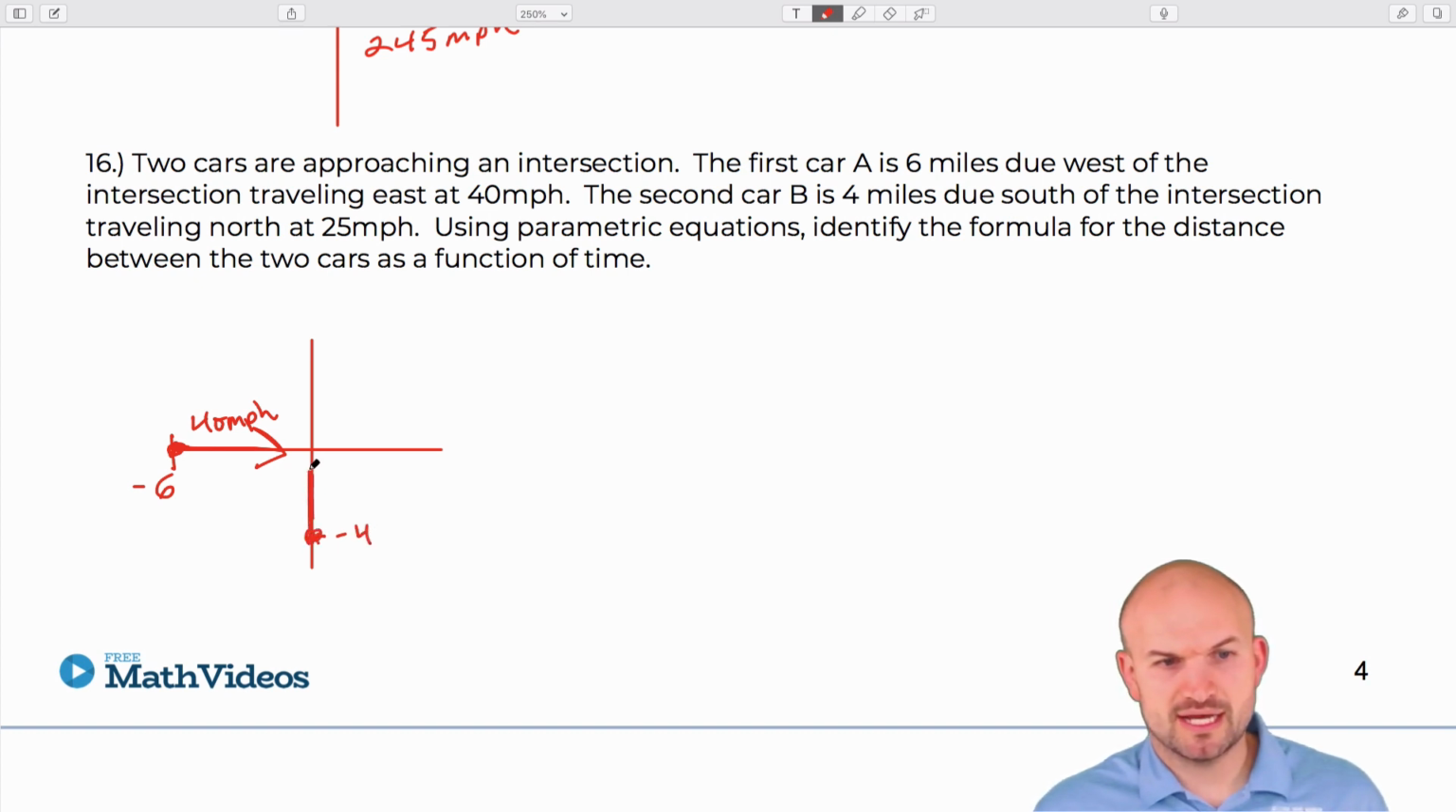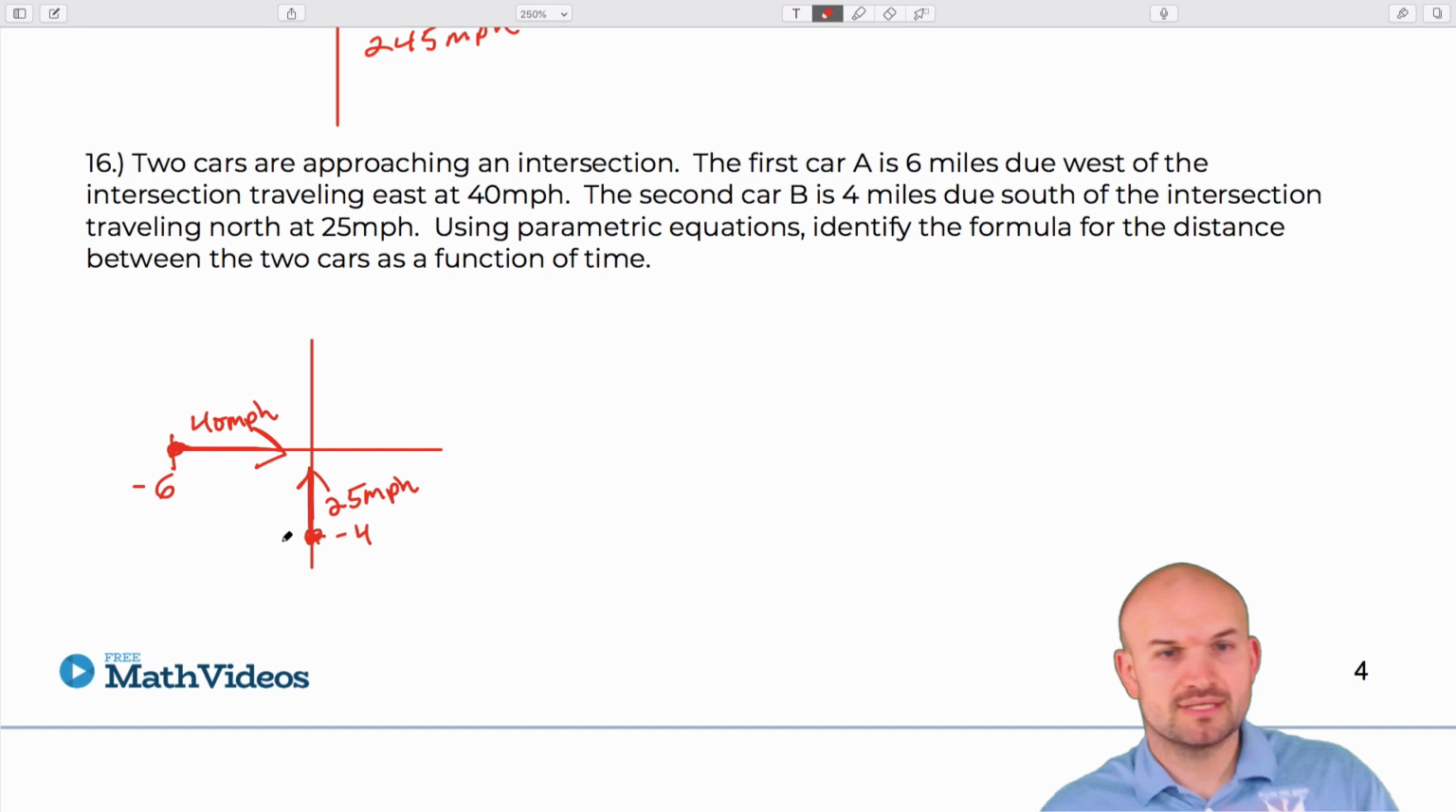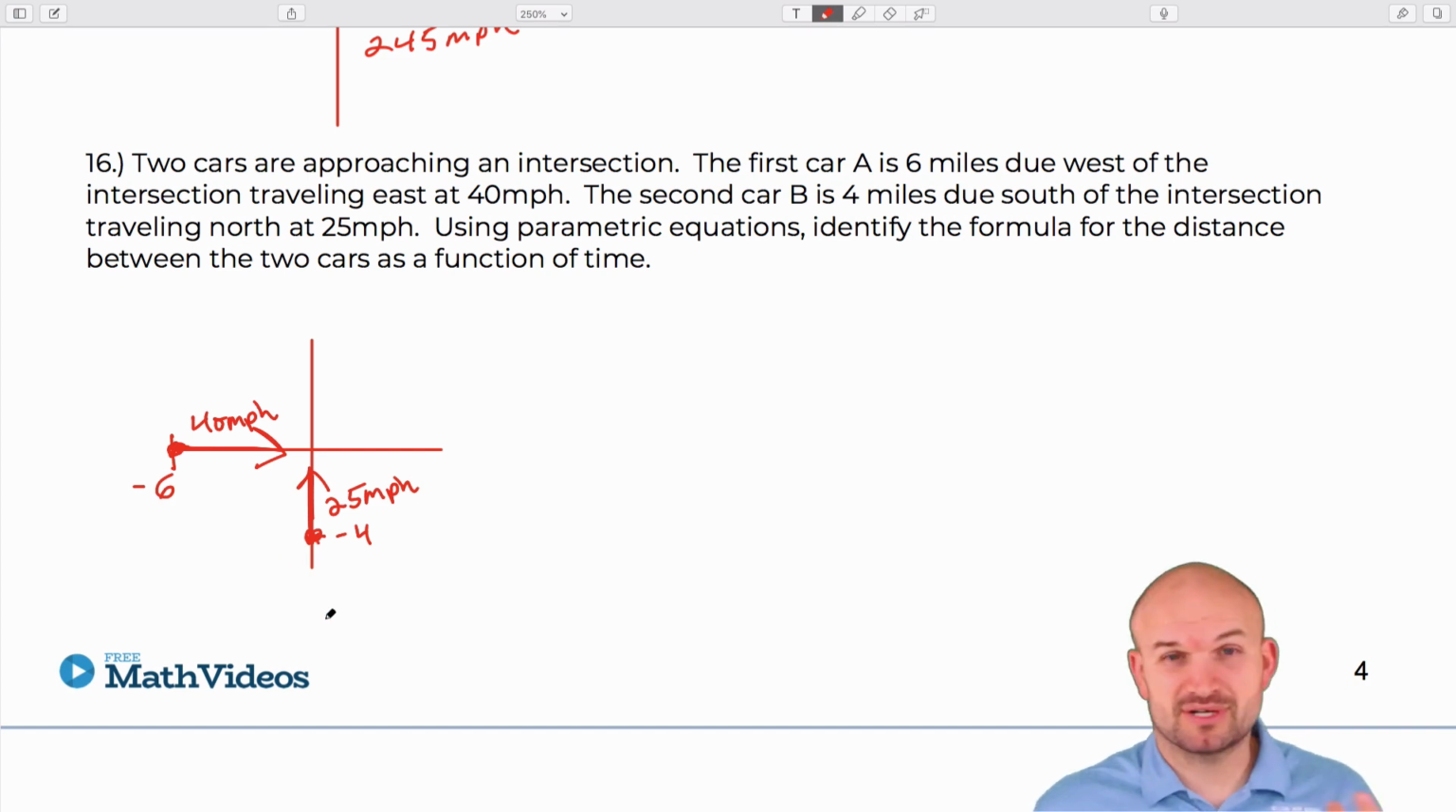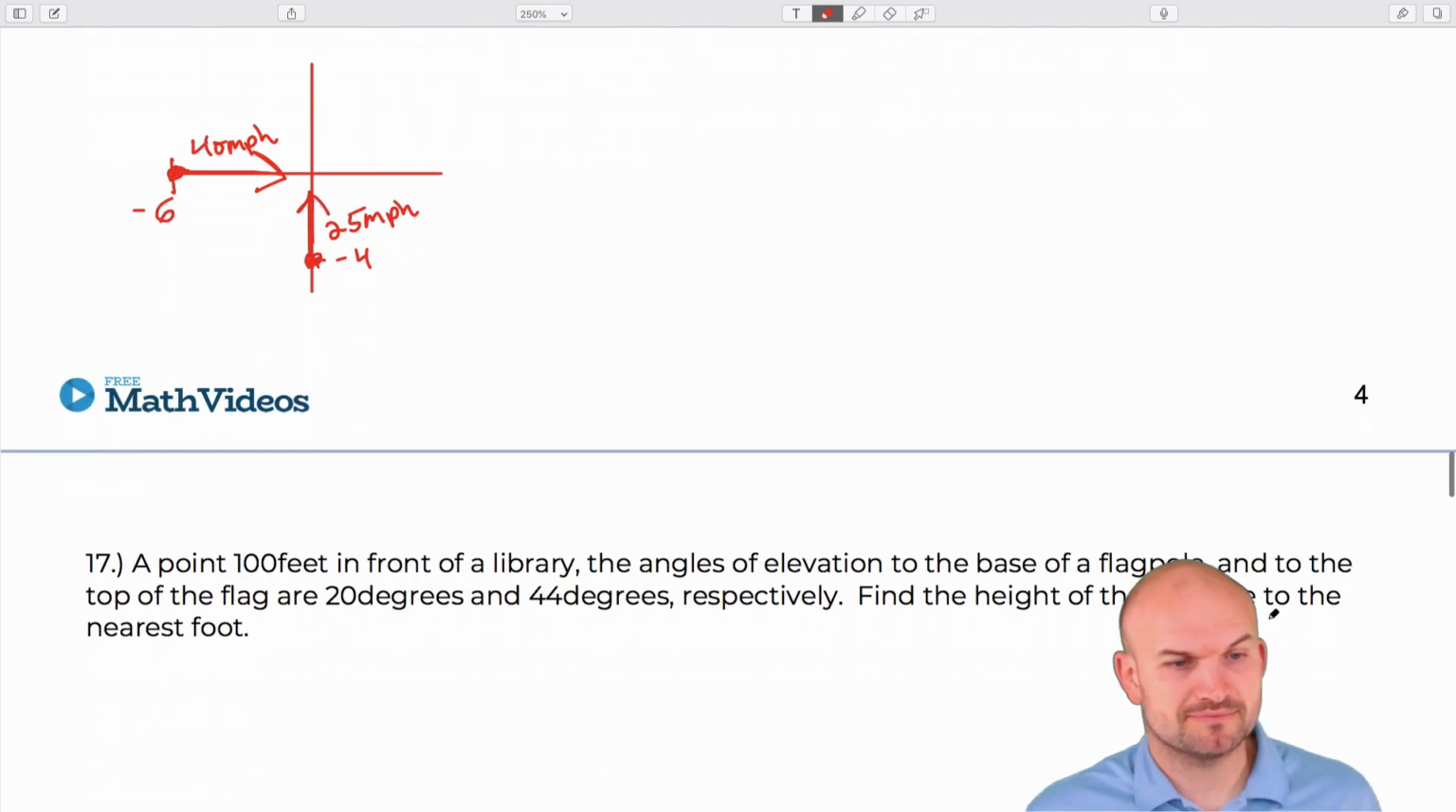And that's going to be going up. So they're heading towards the same intersection, and that has 25 miles per hour. Okay? And then we're going to go ahead and use parametric equations from there.